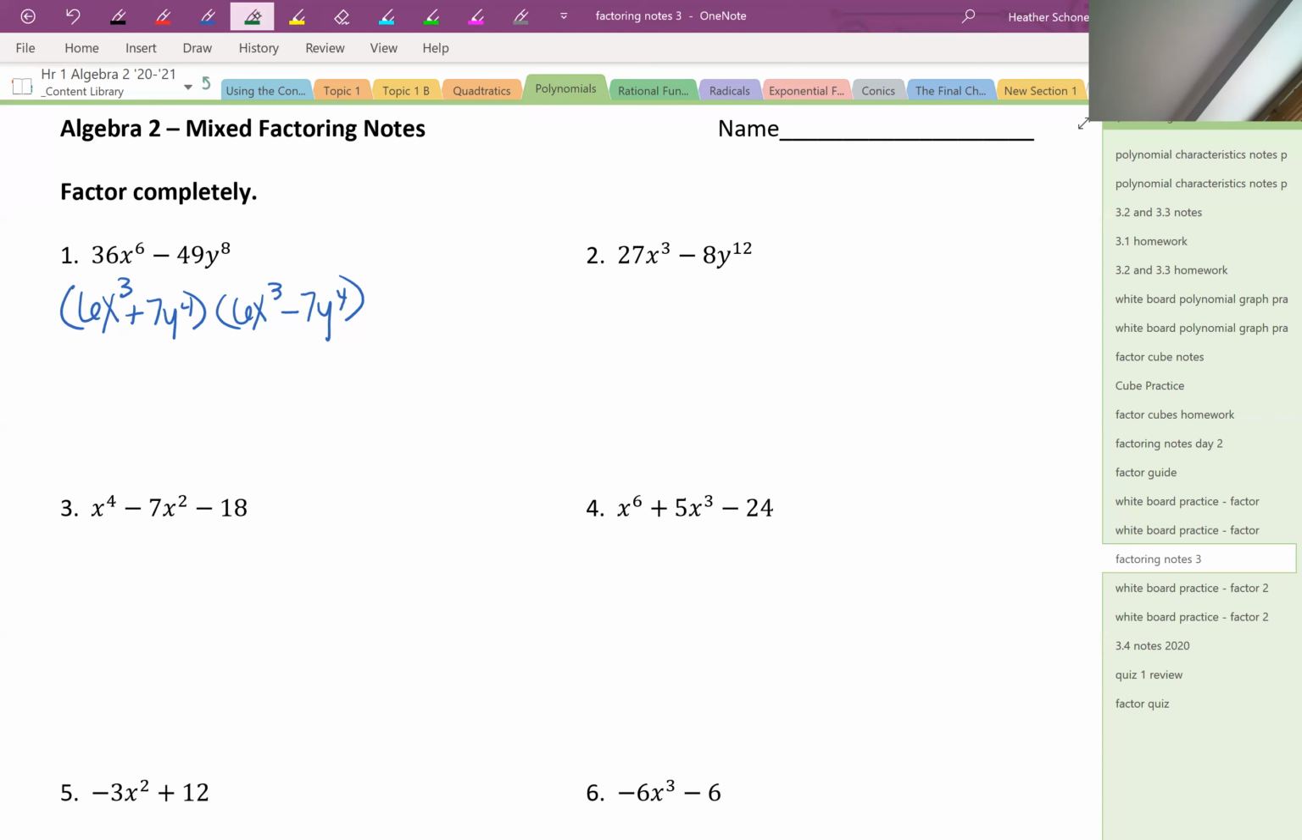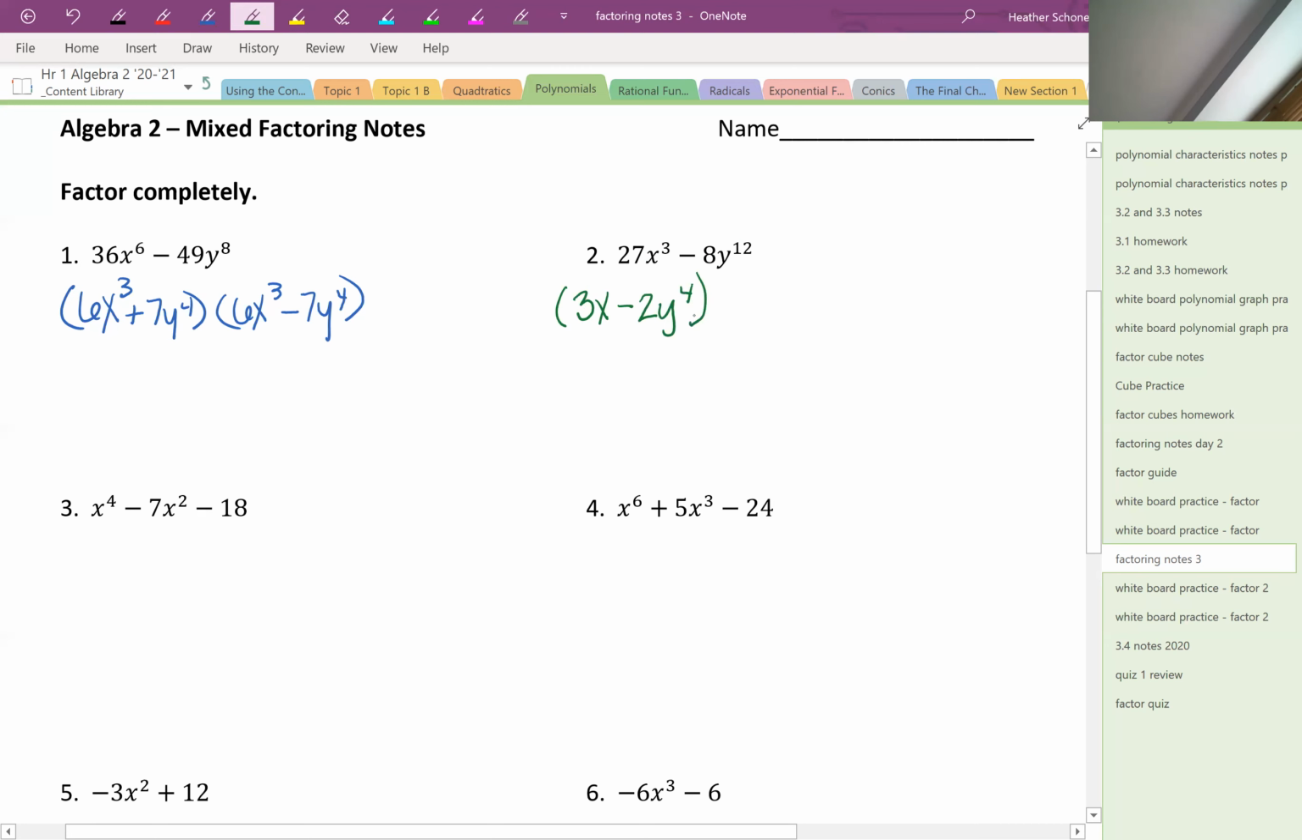So the cube pattern, it's not like squares where they're almost matching parentheses. The first parentheses, we take the cube root, and the second parentheses, we use the pattern. We square, multiply together, square. Okay, so let's try that. The cube root of 27x cubed would be 3, and then we divide the exponent by 3, so x. First sign matches. The cube root of 8 is 2. The cube root of y to the 12th, well, 12 divided by 3 is 4.